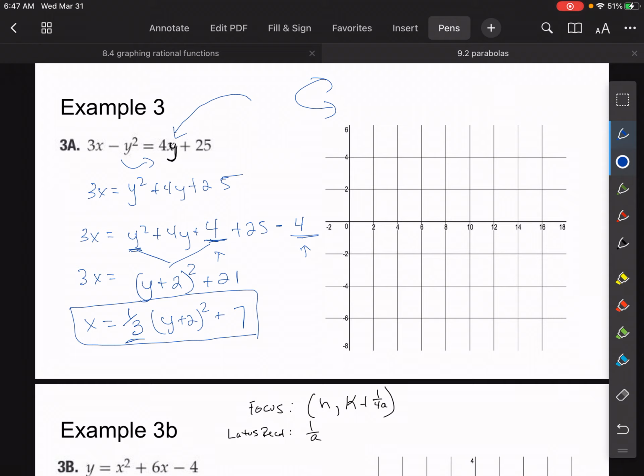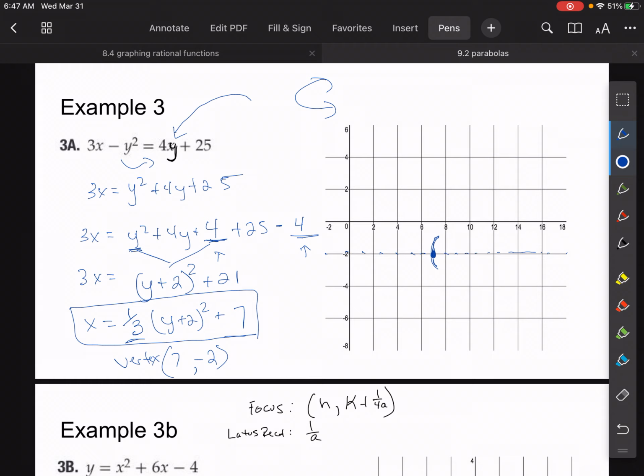Okay, so let's put the vertex in there. So the vertex is, notice now here, you got to be very careful. This is the y value, that's -2, and the x value is 7. Okay, so the vertex is here at 7, -2. There's my vertex, which means my axis of symmetry is also here because it's opening to the right. Okay, and so I know that it's doing something like this, right?